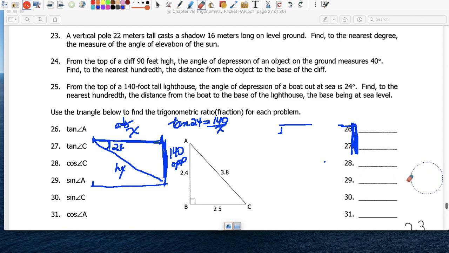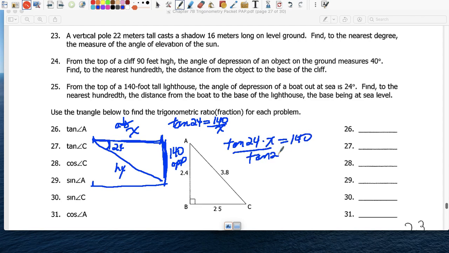Let me erase this so I can get some room. We're going to cross multiply. Tan of 24 times x equals 140. Divide both sides by tan of 24. X equals, let's figure it out, 140 divided by, where's tan? Tan, what, 120? No, 24. Enter, and it is, the boat is 314.45 feet away. Okay.